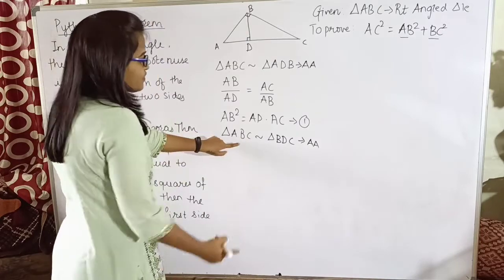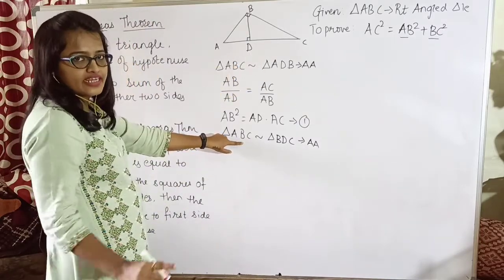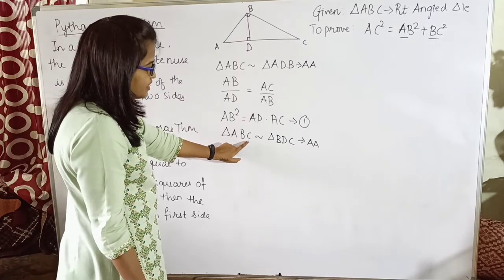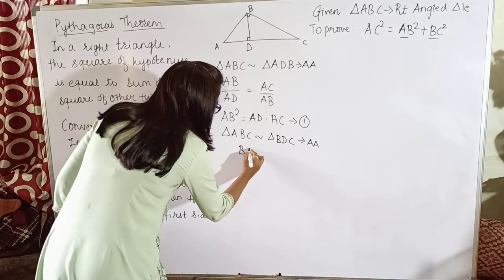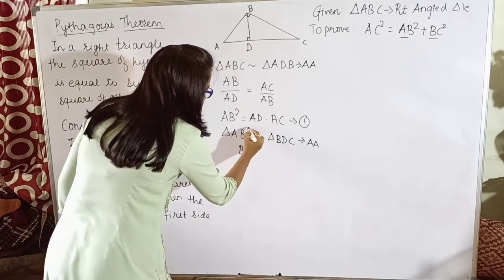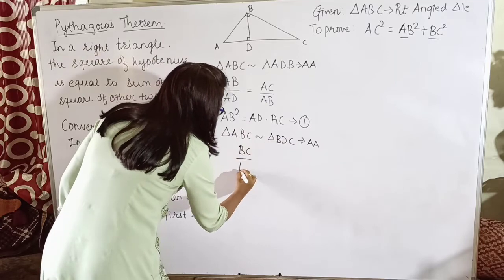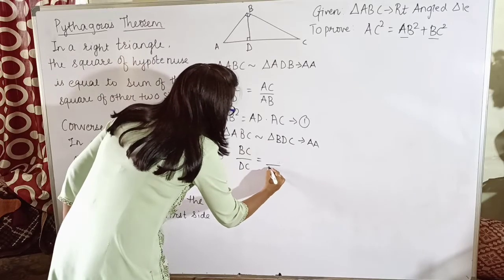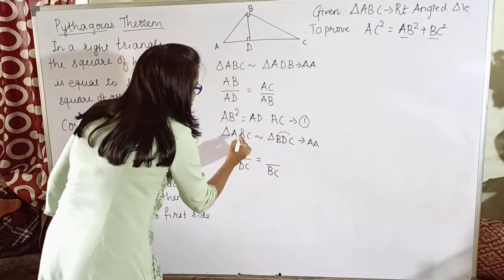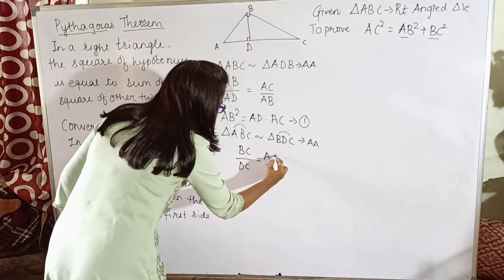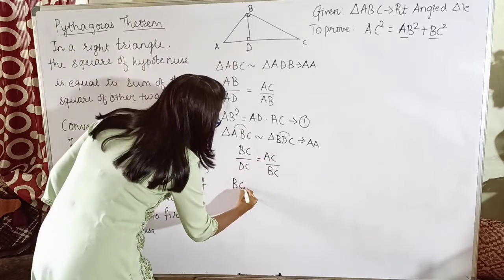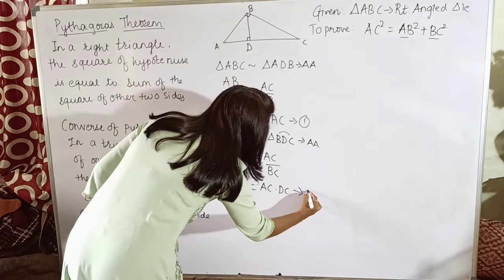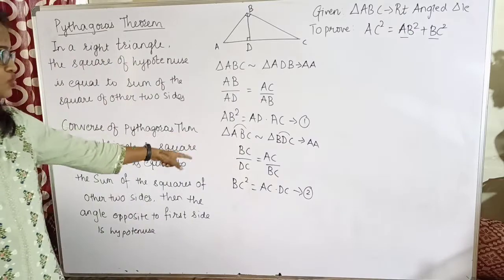So now here also, in one case I want BC in the numerator and in another case I want BC in the denominator. So if I take BC here, the last two vertices I am taking, so here also it will be BC by DC equal to. In the second case I want BC in the denominator, so I am taking BC in the denominator, and in the numerator it will be AC. So let us cross multiply, it will give me BC square is equal to AC into DC. Let us mark this as equation number 2. So you have got two equations.